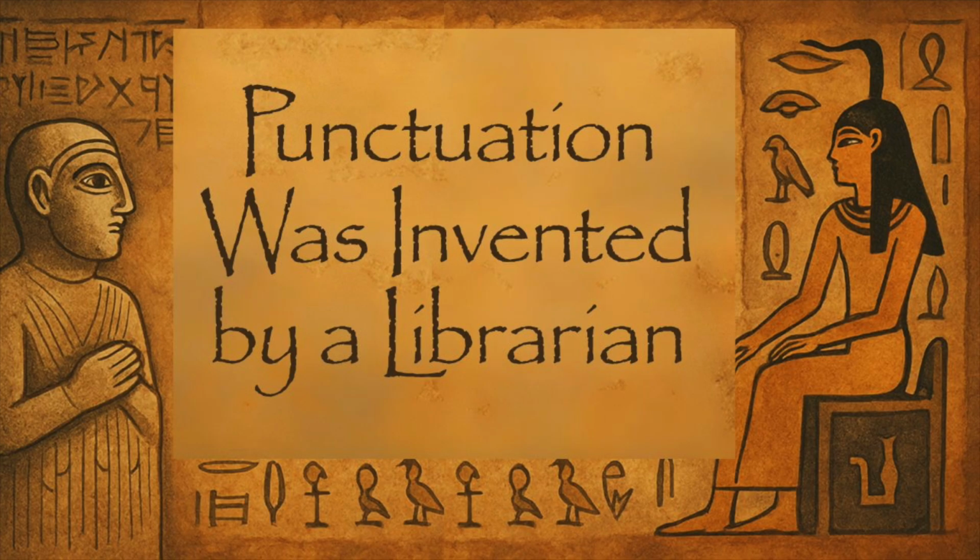Punctuation was invented by a librarian. The first true punctuation marks were created by Aristophanes of Byzantium, who was a Greek librarian in the 3rd century BCE, who added dots to help people read out loud with the right intonation.